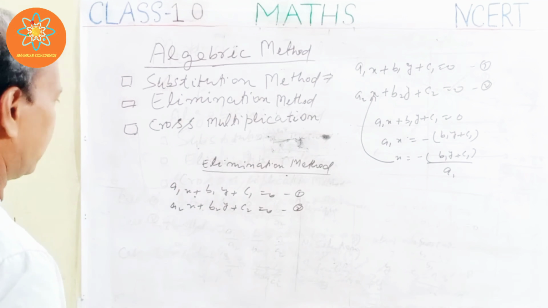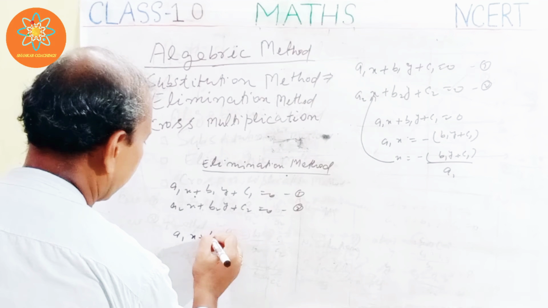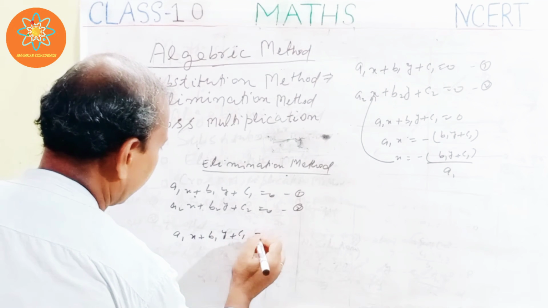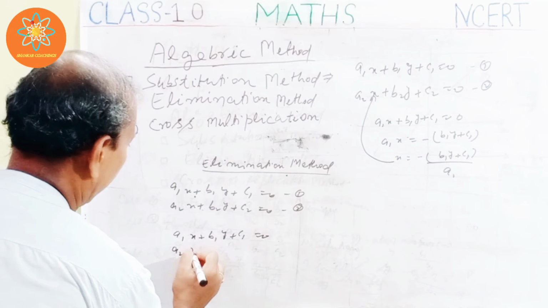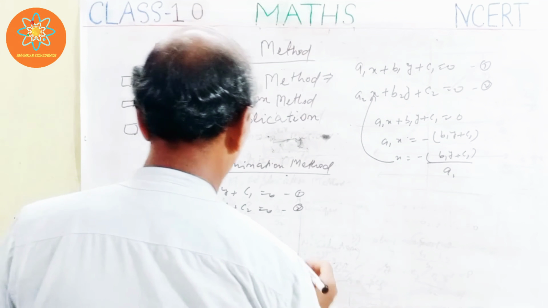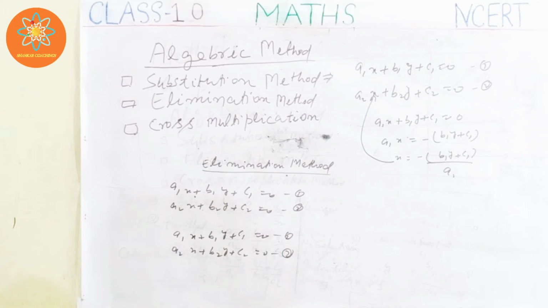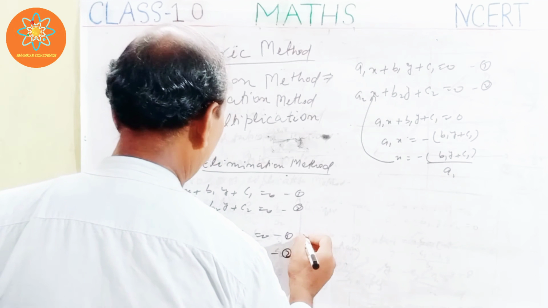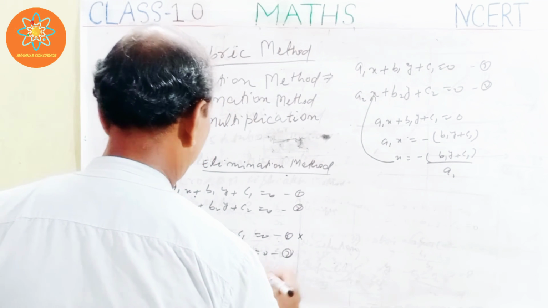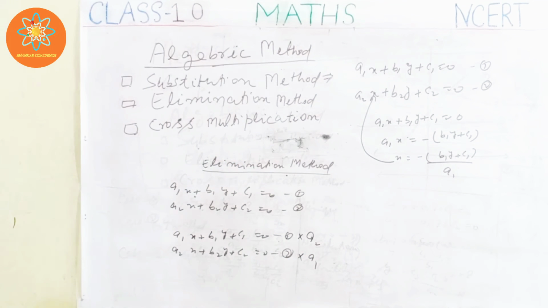Let's suppose I want to eliminate the coefficient of x. So this is a1x plus b1y plus c1 is equal to 0. Here it is a2x plus b2y plus c2 is equal to 0. This is equation 1, this is equation 2. To eliminate the coefficient of x, I will multiply the first by a2, and the second by a1.